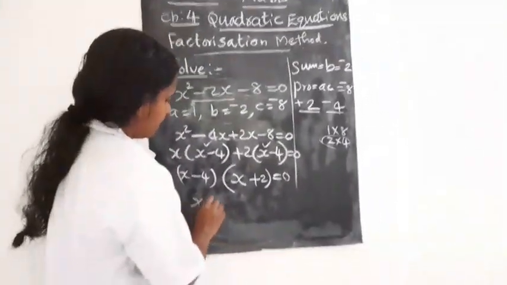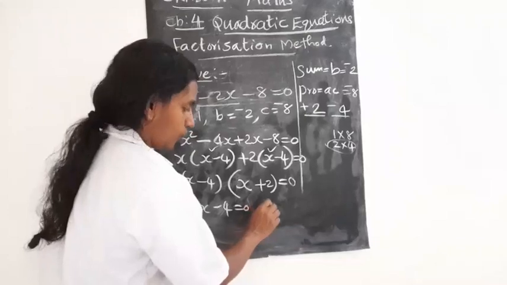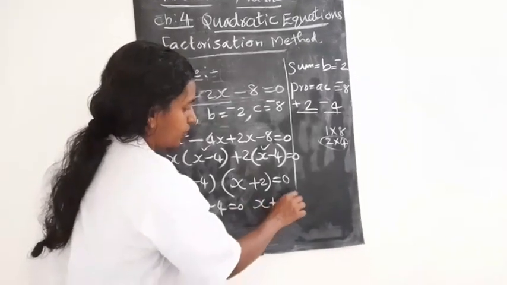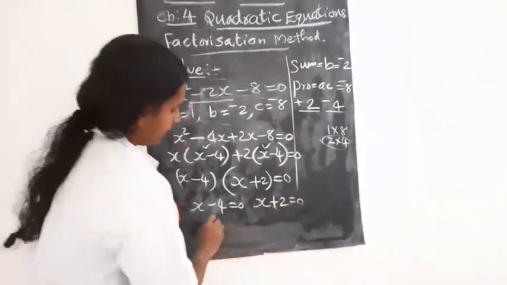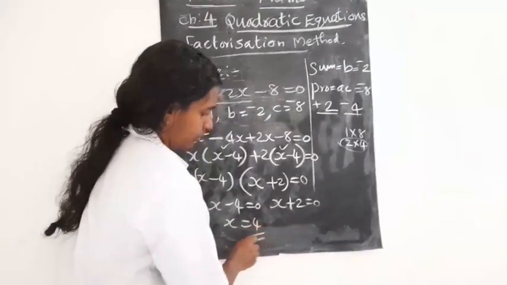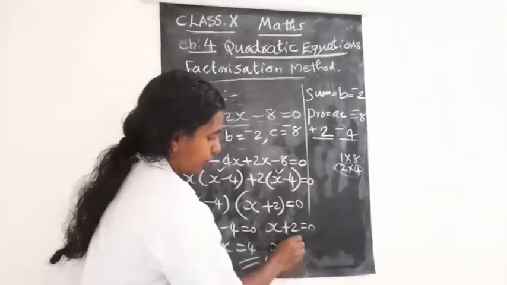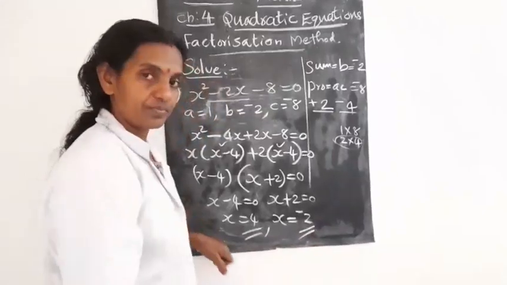Now we can see x minus 4 equal to 0 or otherwise x plus 2 equal to 0. Then x equal to positive 4 or otherwise x equal to negative 2. Understand?